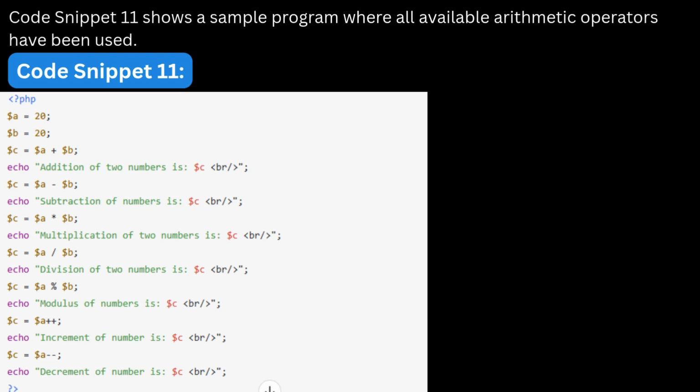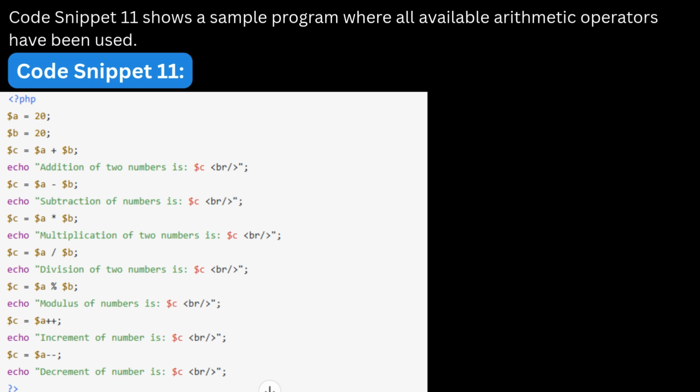The first operation we perform is addition. Using the plus operator, we calculate A plus B, which gives us 40. The program then prints this result on the screen using the echo statement, showing the message: Addition of two numbers is 40. Next, the code performs subtraction. It calculates A minus B, which results in 0, because both variables hold the same value. This output is also displayed through an echo statement.